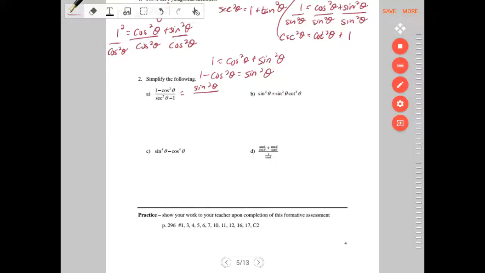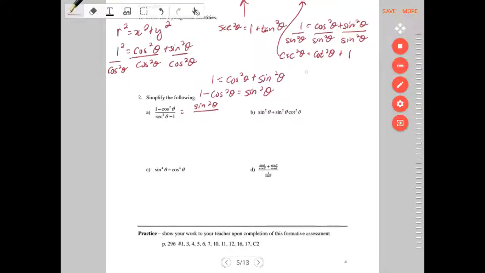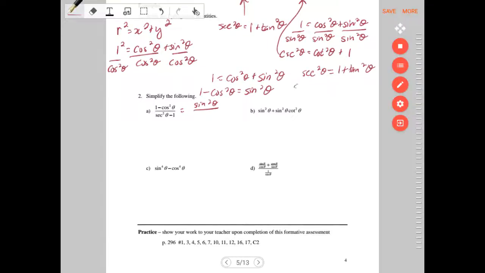Okay, awesome. Secant squared theta minus 1. That should also ring a bell. If you remember that secant squared theta equals 1 plus tan squared theta, then to get secant squared minus 1, I would subtract the 1 from this side to get secant squared minus 1 equals tan squared theta. So in place of secant squared theta minus 1, I can substitute in tan squared theta.